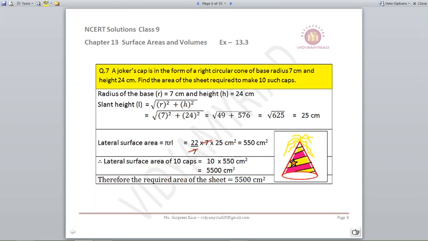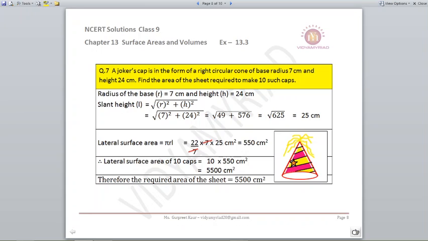So for finding that out, we will again be using the Pythagoras theorem, that is, square root of r square plus h square. Radius is 7, height is 24, that becomes 49 plus 576. So square root of 625 is 25 centimeters, which is your slant height, and we require it in calculating the curved surface area. Now you already know that curved surface is also known as lateral surface. You can write it both ways.